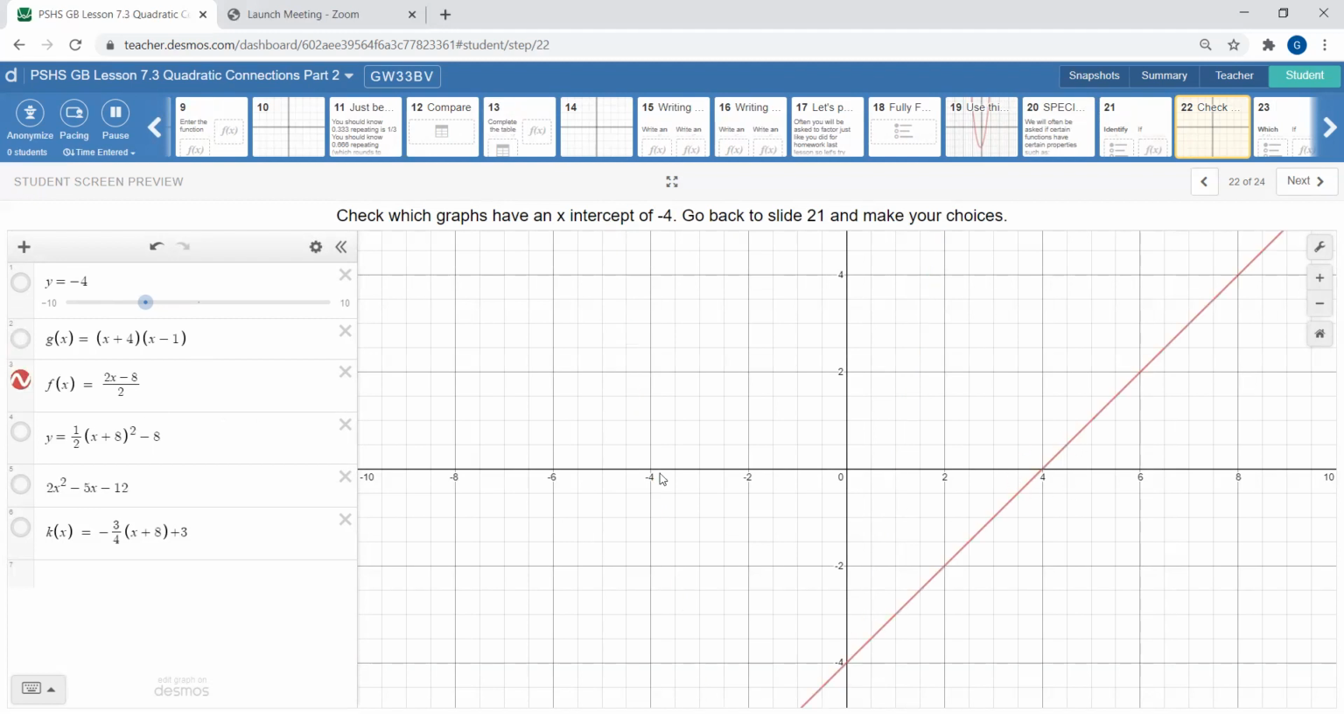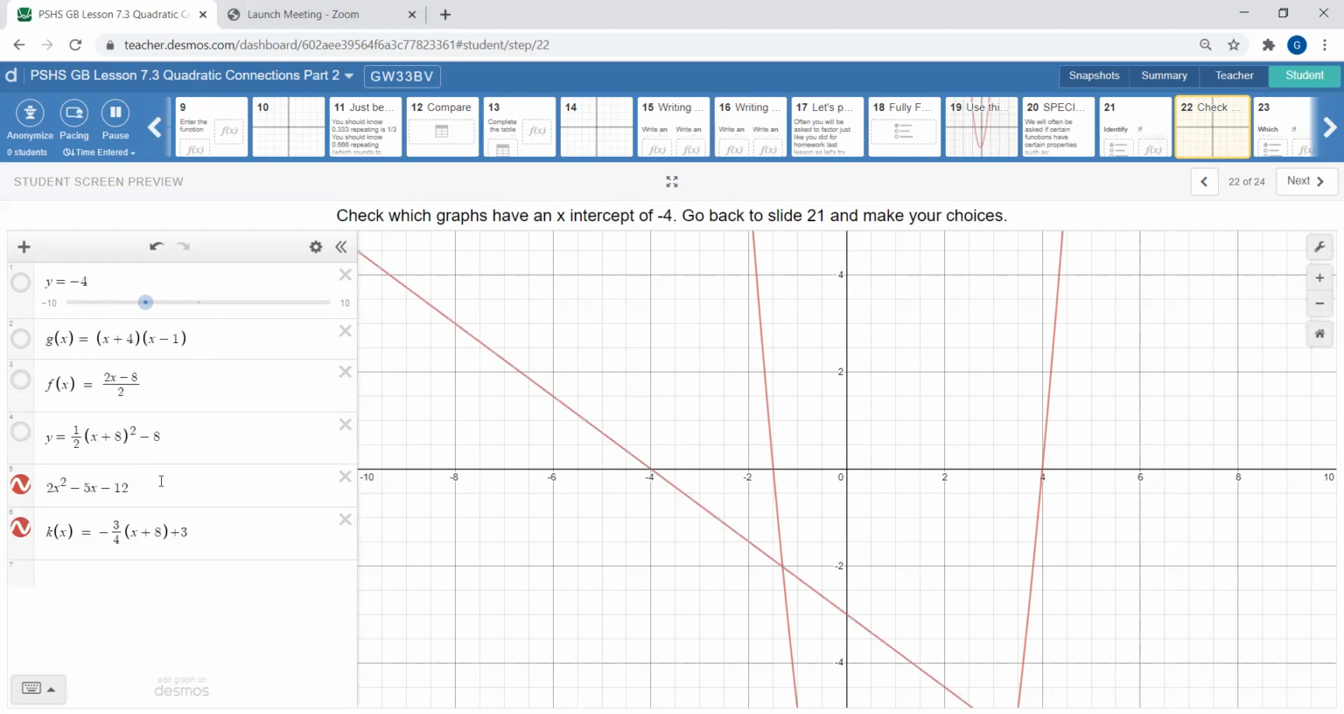Nope, it goes through positive 4, so that's no good for this one. That one certainly goes through positive. Whoops, I forgot to switch that line off. There you go. That one goes through negative 4. No, it goes through positive 4, but we're not interested in that. And this one goes through negative 4.